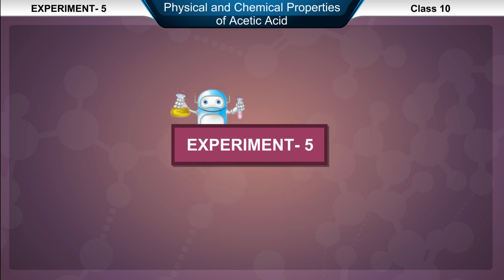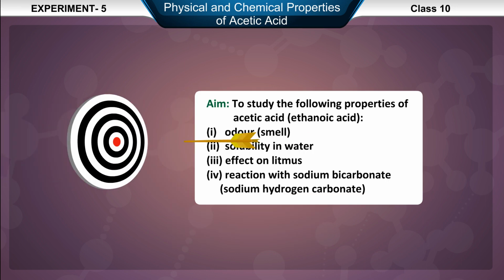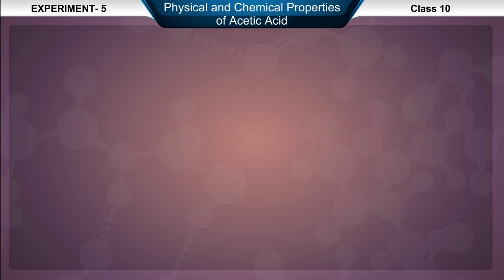Experiment 5. Aim: To study the following properties of acetic acid, ethanoic acid. 1. Odor, smell. 2. Solubility in water. 3. Effect on litmus. 4. Reaction with sodium bicarbonate, sodium hydrogen carbonate.